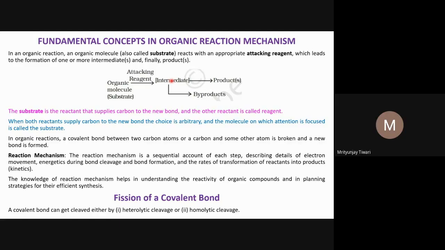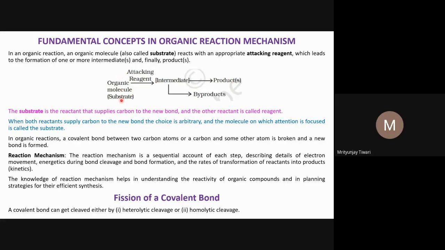This intermediate, in the presence of some other chemical substance or reagent, will get converted into another intermediate. Then that second intermediate will get converted into some other intermediate by the influence of some other reagent, or maybe by the rearrangement of the structure itself. So this is how we finally get the product. Now, what we call the substrate.